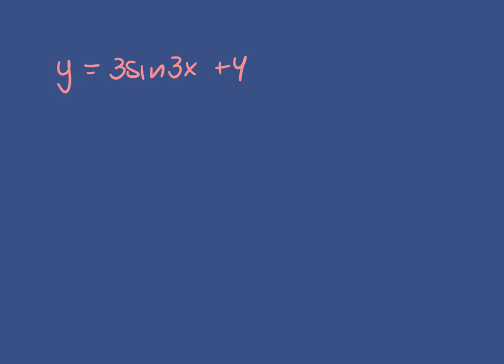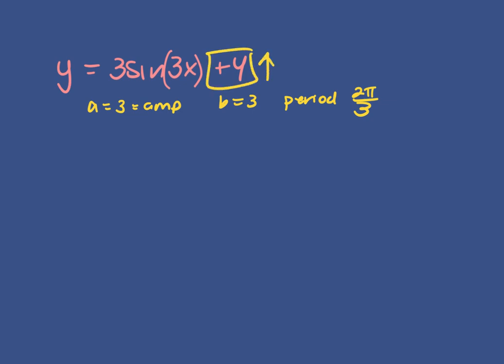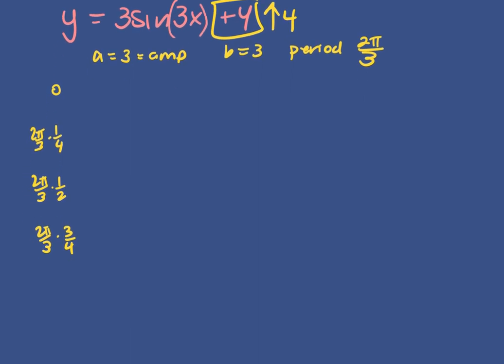Like that? Like this is in parentheses. Okay. All right, so A is 3, which is your amplitude. B is 3. So the period is 2 pi over 3. That stays that way. This plus 4 is a vertical shift up 4, so that's the very last thing I'm going to do. I take the 0, and then I take the 2 pi over 3 times a fourth, 2 pi over 3 times a half, 2 pi over 3 times 3/4, and then the last one, 2 pi over 3.